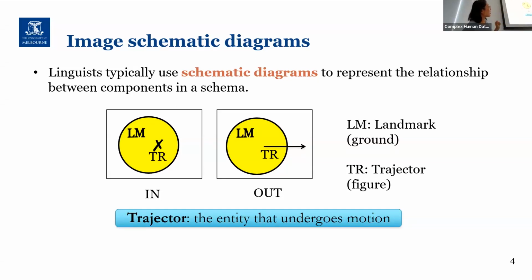In these two schematic diagrams, we can see the bounded landmark in which there is a trajector that is potentially moving. This diagram represents the in schema, versus the diagram on the right-hand side represents the out schema. That is, there is a potentially movable trajector that is potentially moving exterior to the boundary of the landmark.